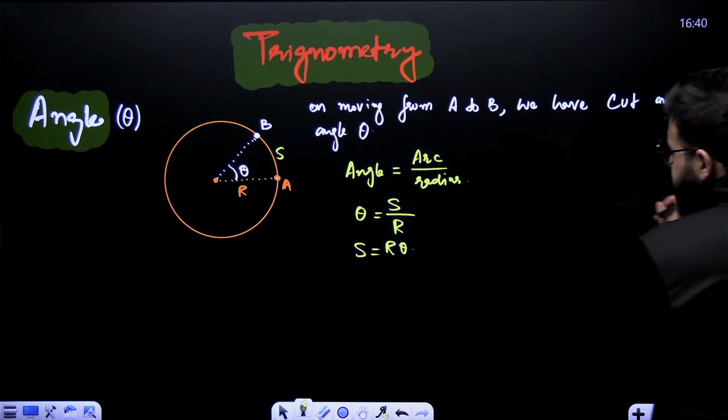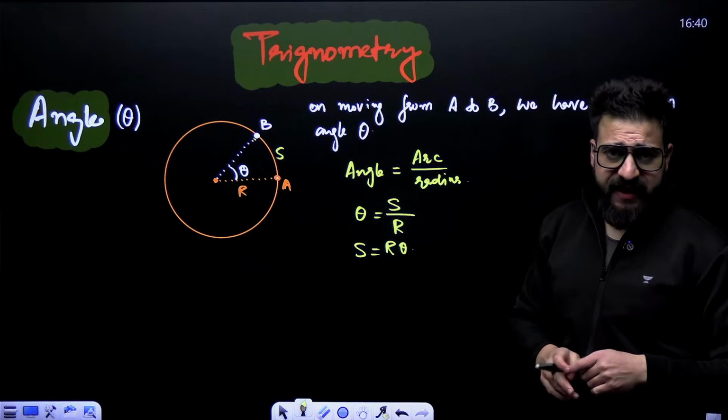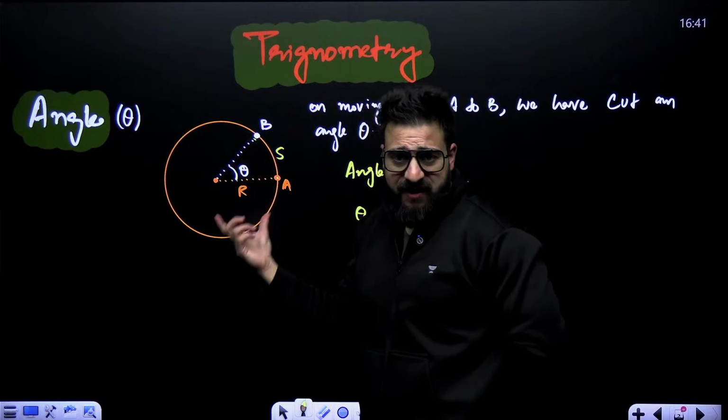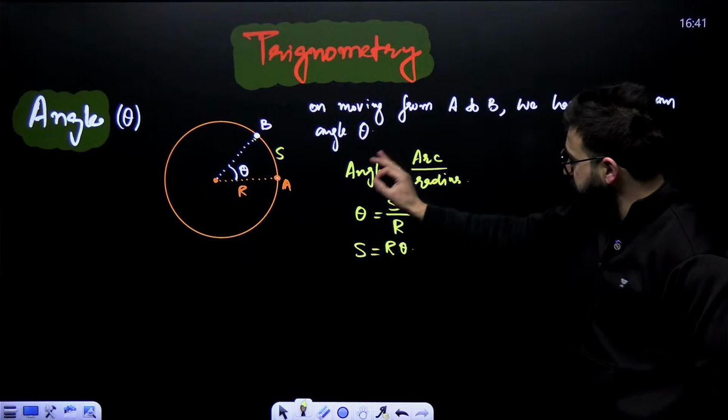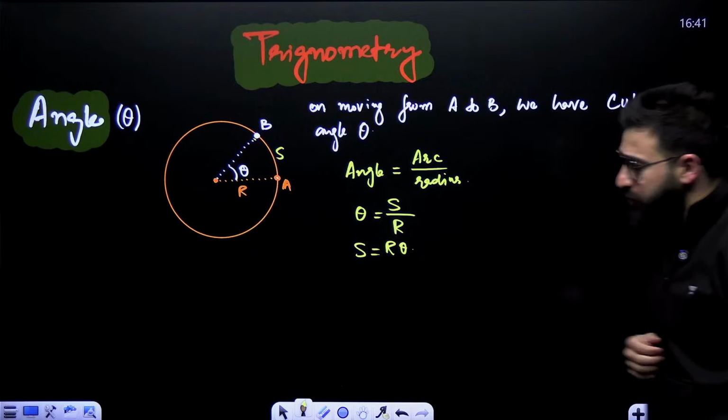So this is basically how we define the angle over here. On moving from A to B, the angle we have covered is theta, and angle is equal to arc upon radius. Theta is equal to S by R and S is equal to R theta.